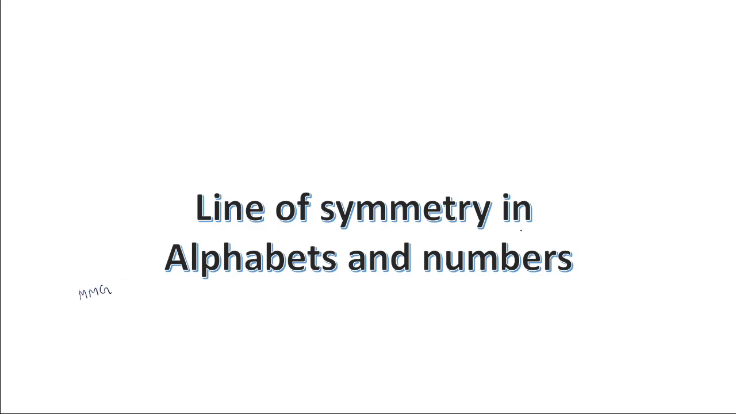Children, today I am going to explain line of symmetry in alphabets and numbers. We all know what is a line of symmetry. A line of symmetry is a line that divides an image, a shape, or an object into two identical halves, and both the halves are mirror images of each other.